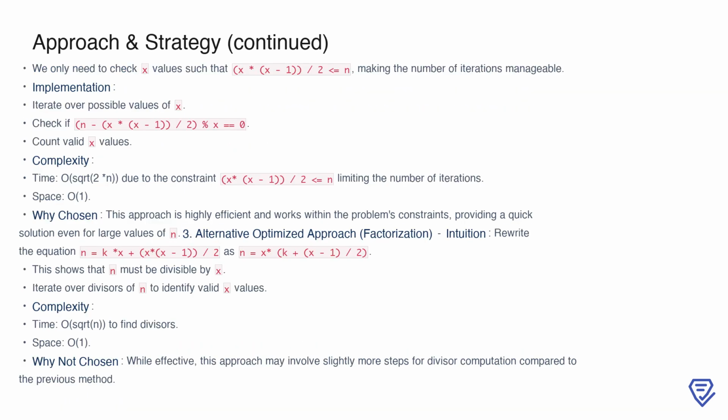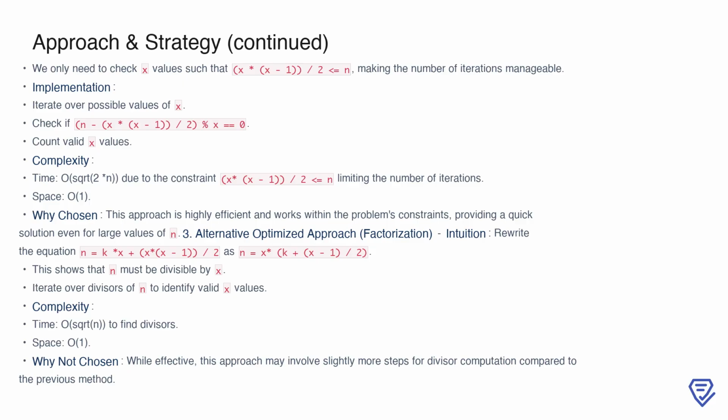The mathematical approach provides a significant optimization by leveraging the structure of the problem. Instead of testing every starting point, we focus on the length of the sequence, denoted as x. Using the formula for the sum of consecutive integers, we can rearrange the equation into a form where k, the starting integer, is expressed in terms of x. Specifically, k equals (n - x * (x - 1) / 2) / x. For k to be a positive integer, the numerator must be divisible by x. This insight reduces the problem to finding values of x where this condition holds.